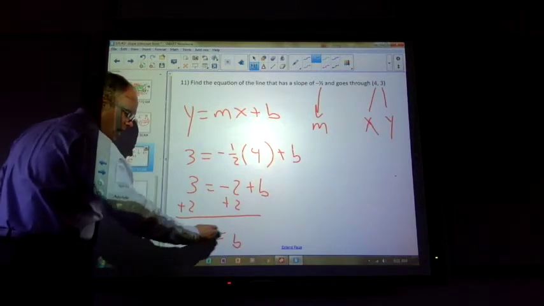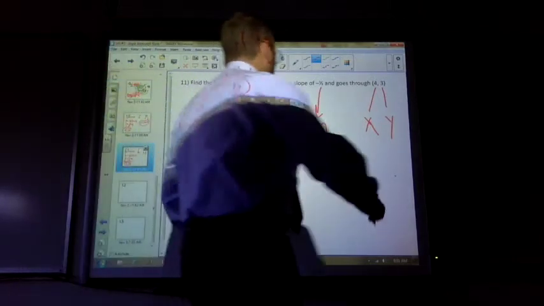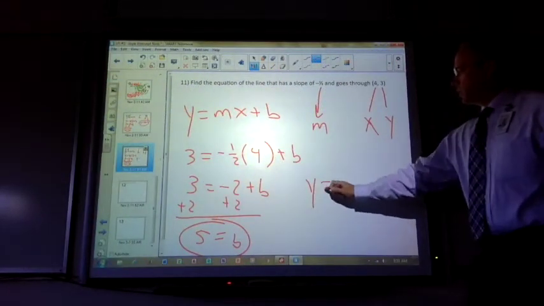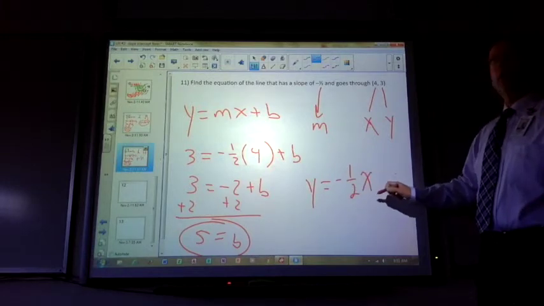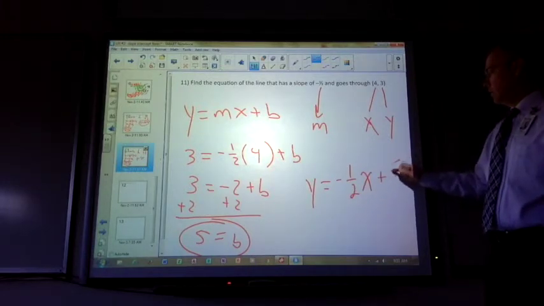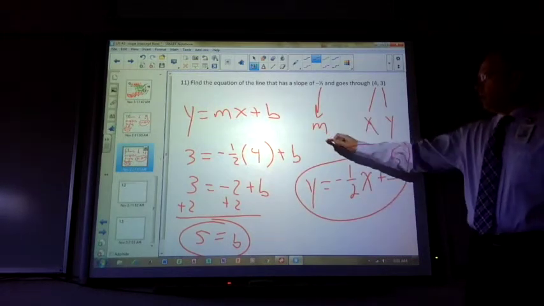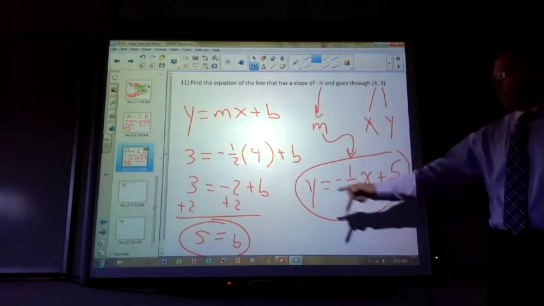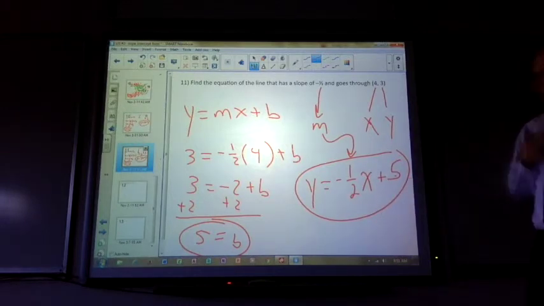What's b equal to? 5. Do I know m? Yeah. Do I know b? What's my equation? y equals negative 1/2 x plus 5. I used the slope, and I found my b. Done. Last one. Still with me?